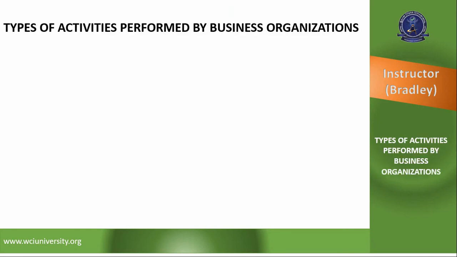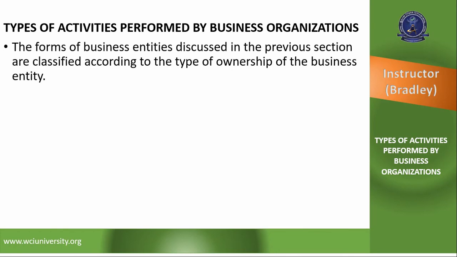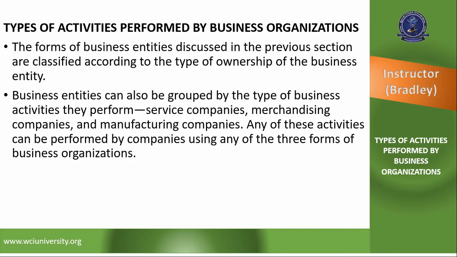Types of activities performed by business organizations. The forms of business entities discussed in the previous section are classified according to the type of ownership of the business entity. Business entities can also be grouped by the type of business activities they perform: service companies, merchandising companies, and manufacturing companies. Any of these activities can be performed by companies using any of the three forms of business organization.